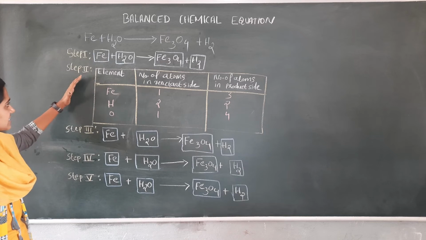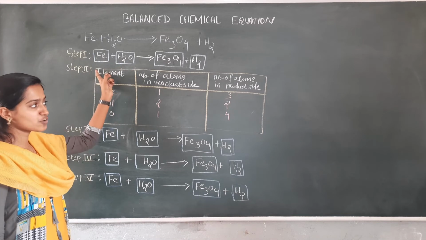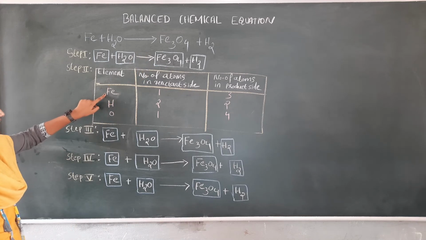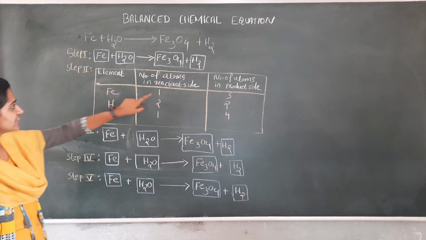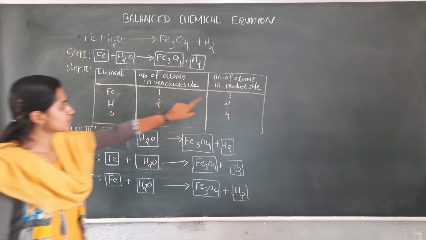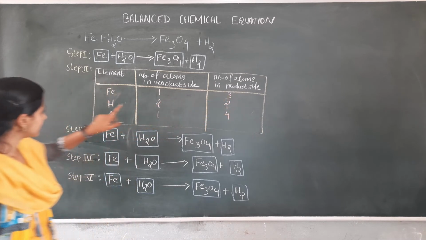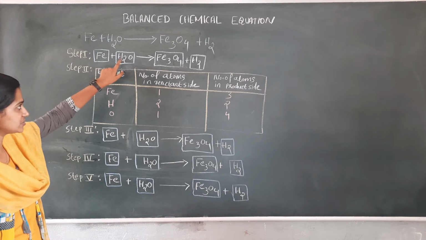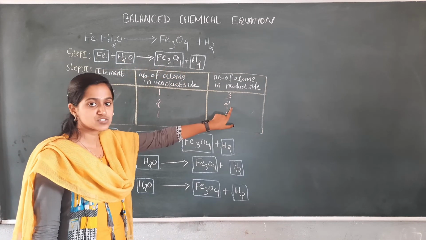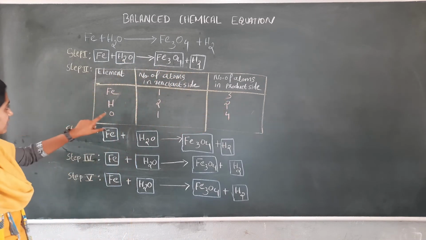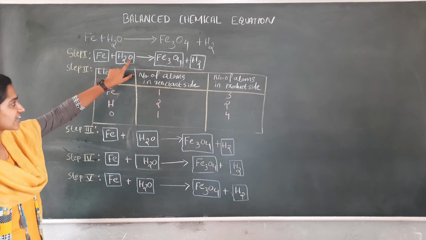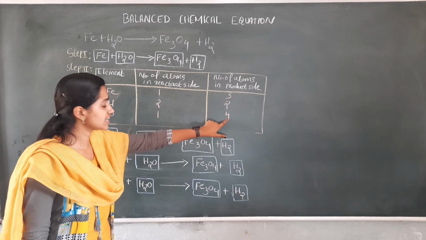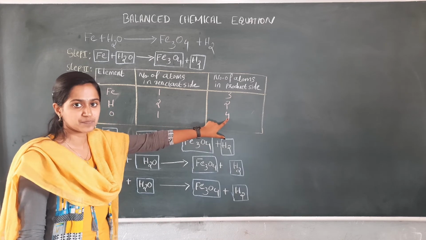Then the second step, we count the number of atoms on either side of this equation. So first the element iron: on the reactant side it is present as 1 and on the product side it is 3. Then next hydrogen: on the reactant side there are 2 hydrogen atoms, and on the product side there are also 2 hydrogen atoms. Then in the case of oxygen, on the reactant side there is only 1 oxygen, but on the product side there are 4 oxygen atoms.